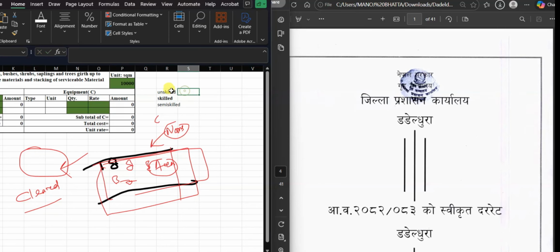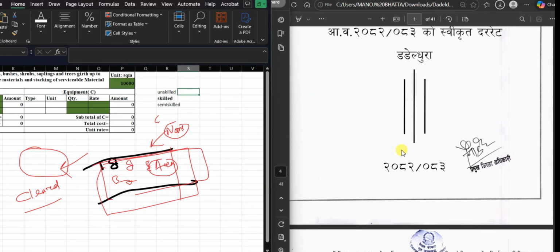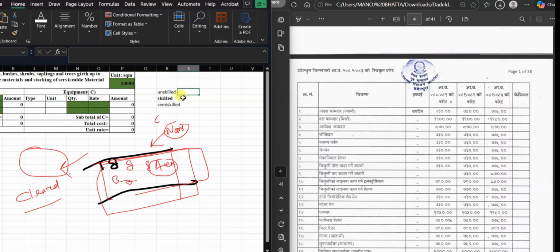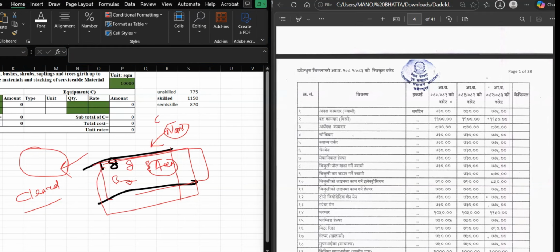Okay, so what is the rate of these people? You can go here, that is 730, and for this fiscal year that is 775. And for the skilled workers that is 1150, and for semi-skilled workers that is 870. So this is the rate that is given over here, right?